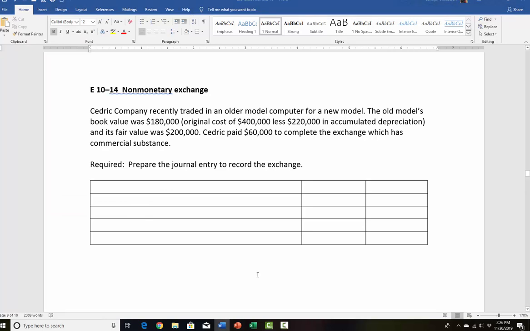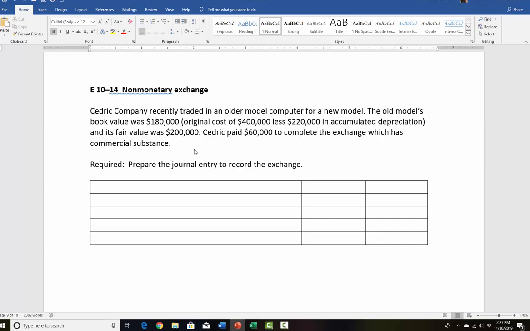We're going to look at these exercises from Spiceland, if you happen to be using that textbook. Otherwise, you could just take a screenshot of this and follow along. Our first example is trading in an older computer model for a new model. The old model's book value was $180,000. Fair value was $200,000. They paid $60,000 to complete the exchange, which has commercial substance.